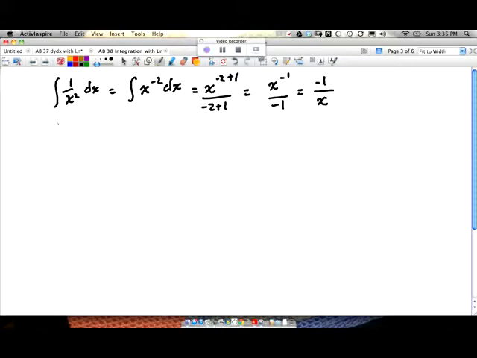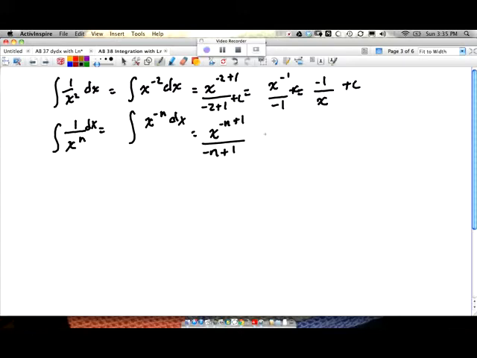We could do that with really any power, like this. We could have 1 over x to the n, that becomes x to the negative n dx there. Let's not forget the dx. And then we get x to the negative n plus 1 over negative n plus 1, and then plus c.